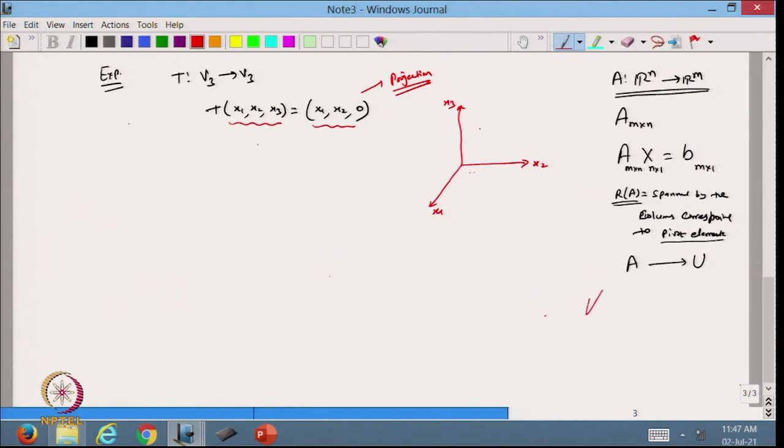Now I choose any vector element from here, that is (x1, x2, x3), and I take its projection on the xy plane, and this element will be (x1, x2) and the third coordinate will be 0. This is called the projection transformation. This is a linear transformation we already know.